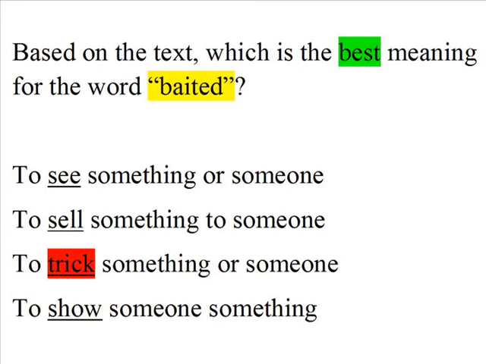So the magician baited. What did the magician do? The magician tricked the volunteer to pick a number between 1 and 10, knowing exactly which number the volunteer would choose. The answer is C. Magicians use tricks to entertain people. The word trick and the word bait have similar meanings. They are synonyms of each other.